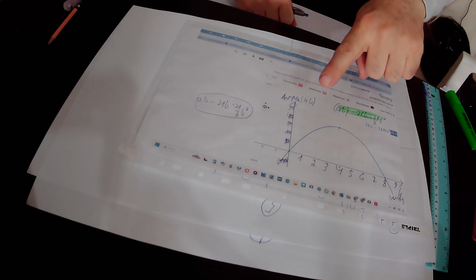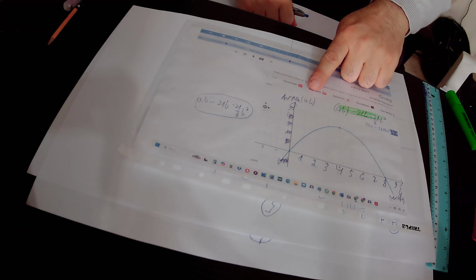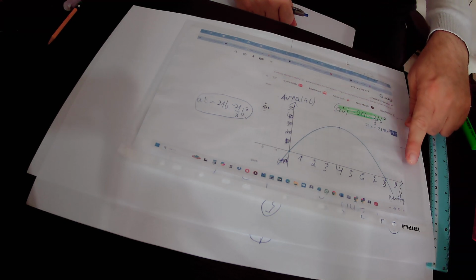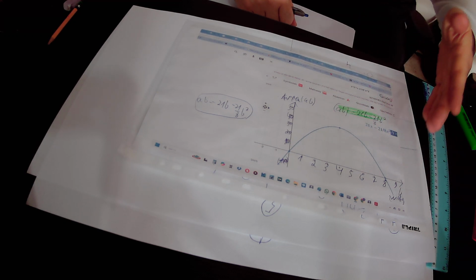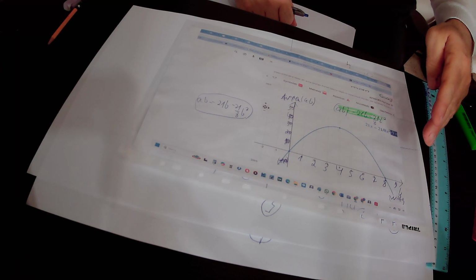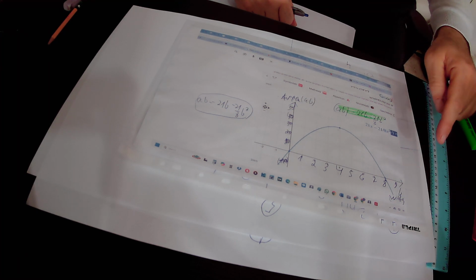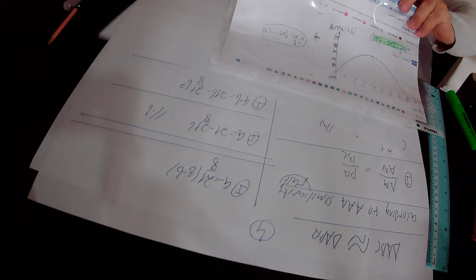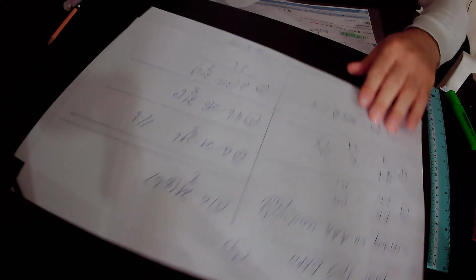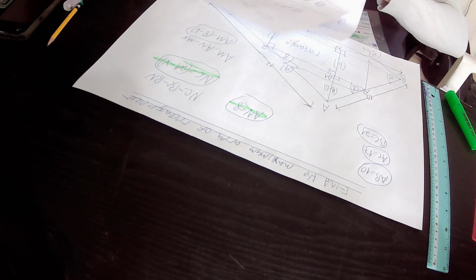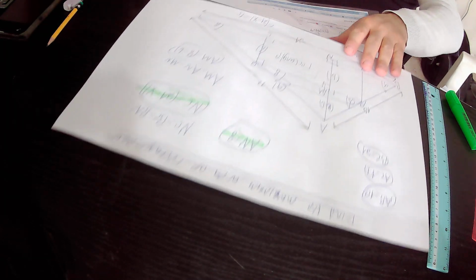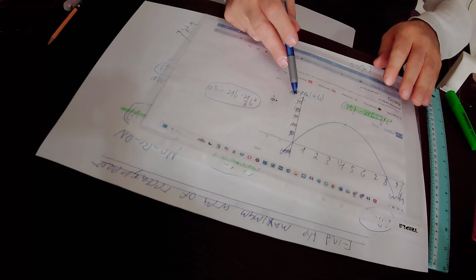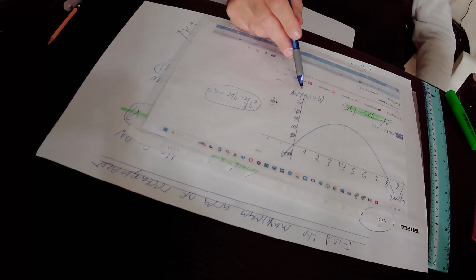In the y-axis we have the area, that is A(b). In the x-axis we have the width, that is b. Again, in the x-axis we have the value of b, that is the width of this rectangle PQST. And in the y-axis we have the value of the area.